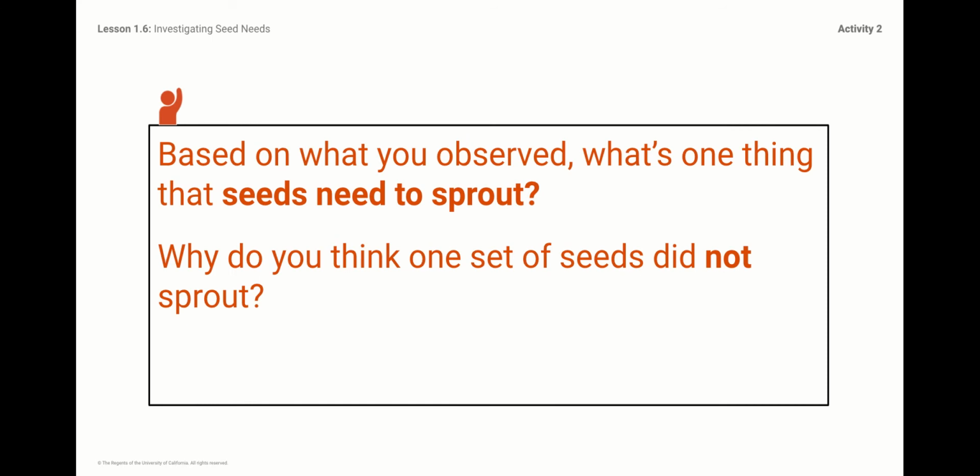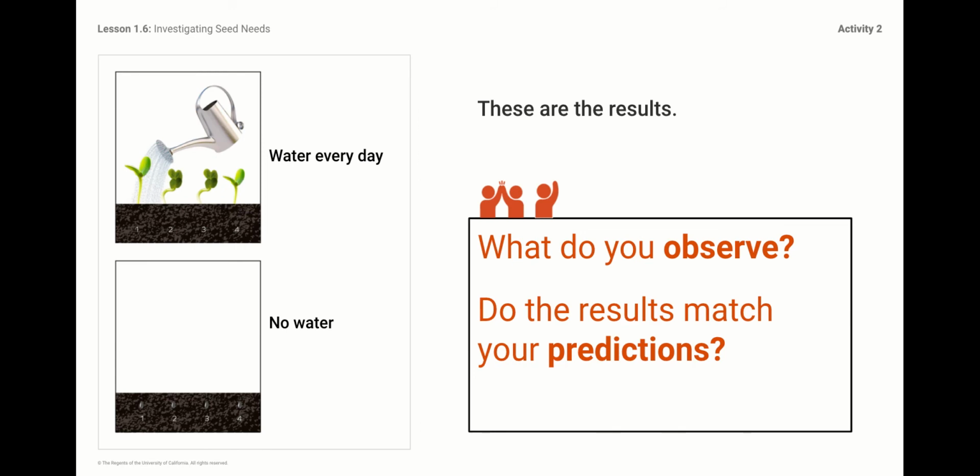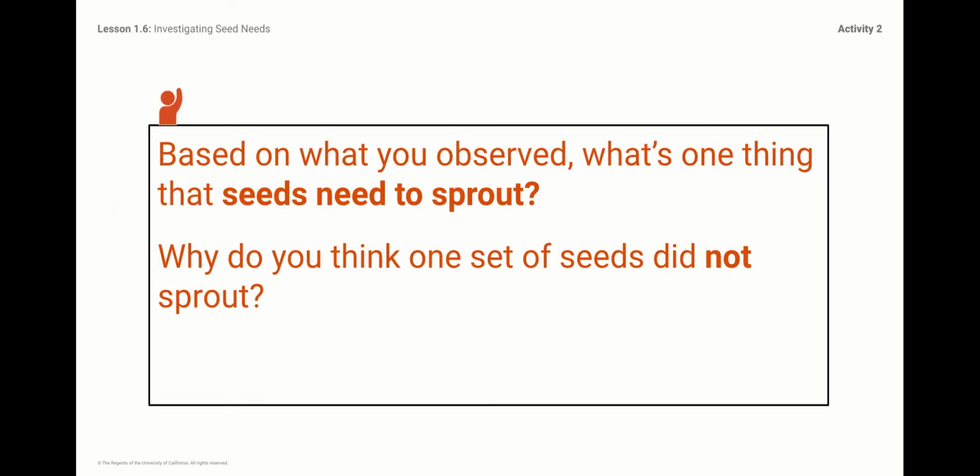And now you come to this slide where we are going to stop and jot and put some of our ideas together. So based on what you observed, that means what you saw, what you studied, what's one thing that seeds need to sprout? So, what did you observe in the last slide that can help you answer this question? And why do you think one set of seeds did not sprout? So again, use the previous slide. That means the slide that's right there. Tell us what you think. Why didn't it grow?